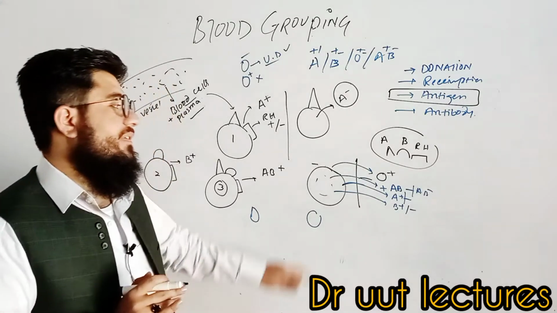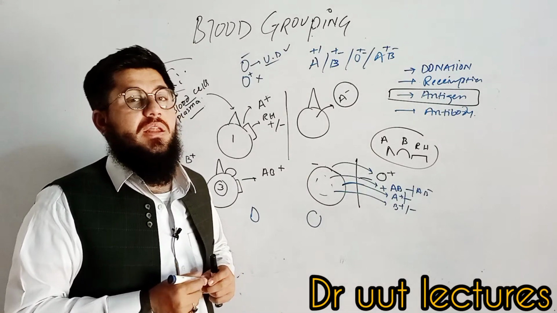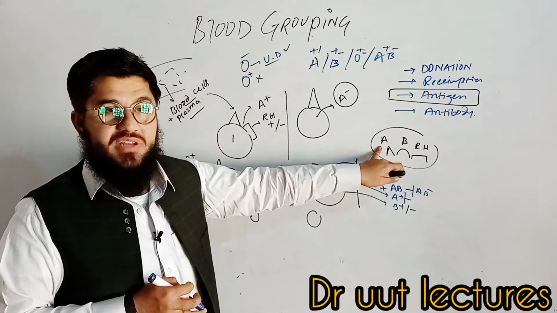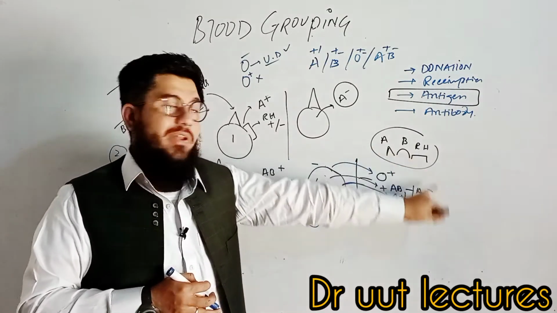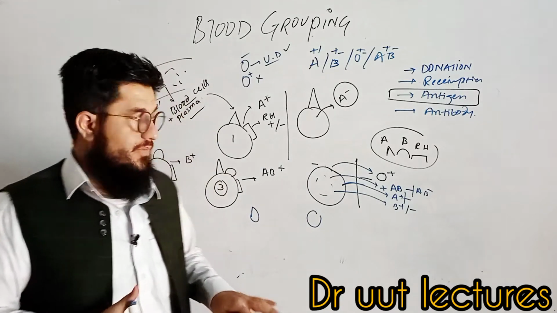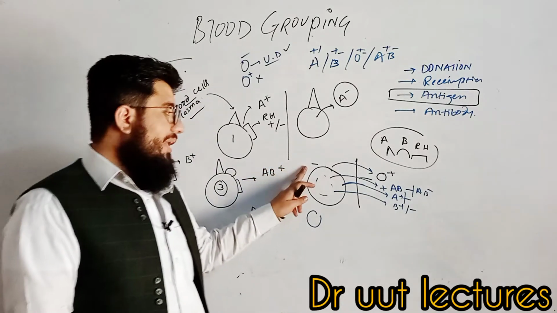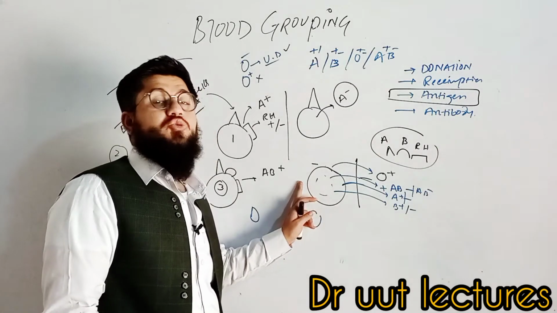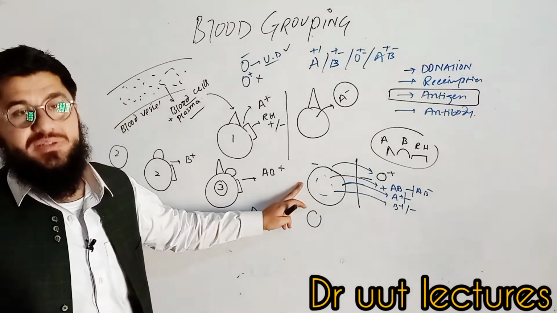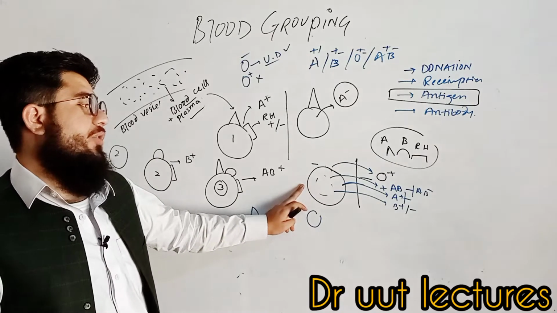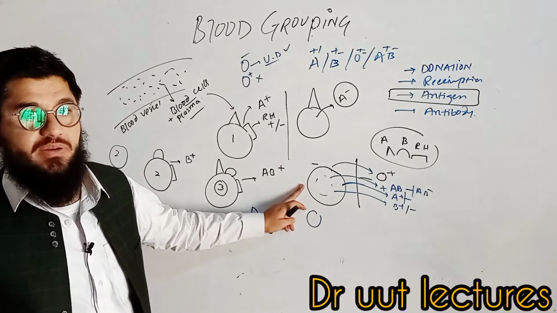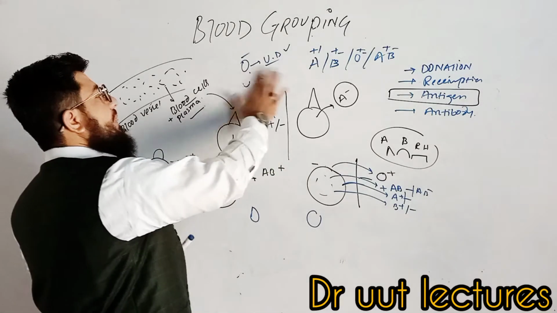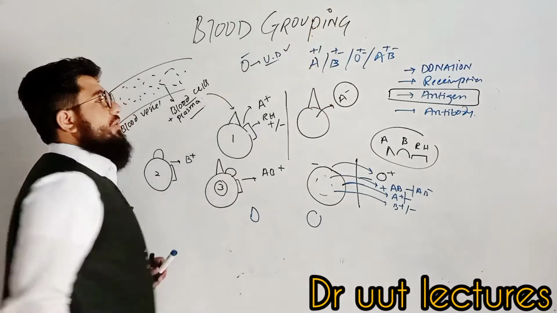Why? Because you have nothing here. You are nil from all perspectives: you don't have antigen type A, B, or Rh. You don't have anything. So that's why O negative is considered the universal donor, not O positive. O positive can only be given to the positive, not to the negative. O negative can be given to all. So from now onwards, just remember one thing: O negative is the universal donor.